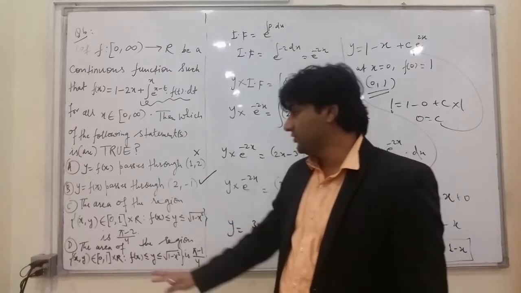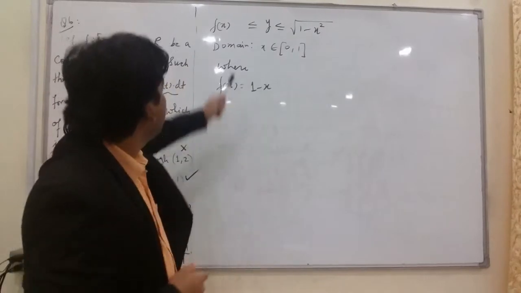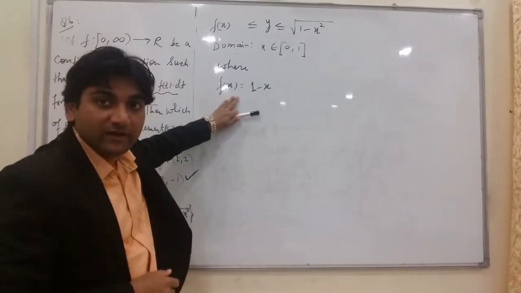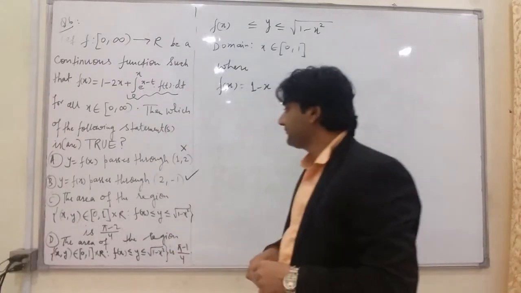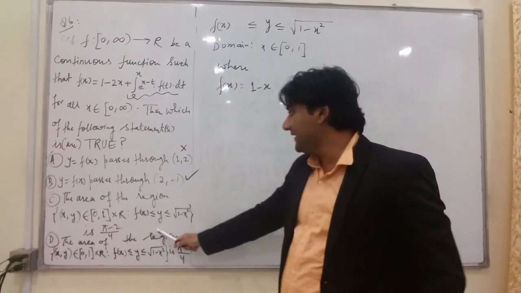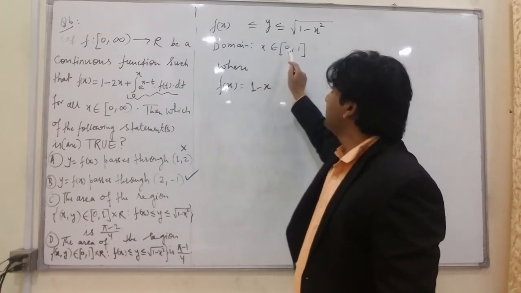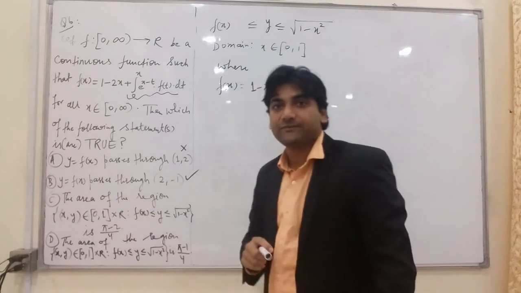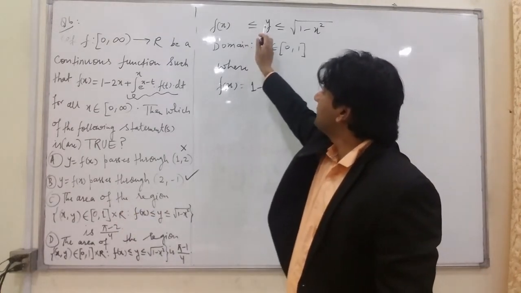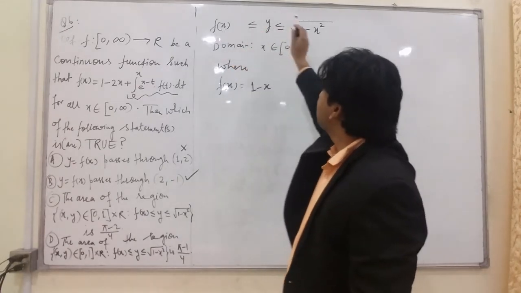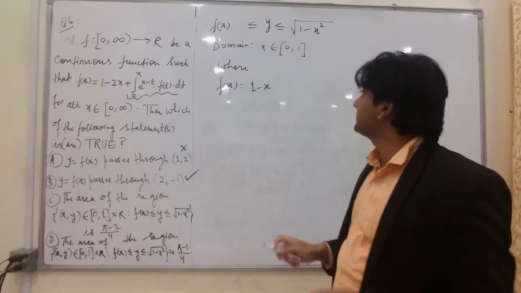So right here we need to find the area of the region bounded by f(x) and root of 1 minus x square, where the domain is [0, 1]. Both are the same options, but they found this f(x), which was 1 minus x. Now something is given to us for option C: y lies between f(x) and root of 1 minus x square, and the domain is 0 to 1. So let us understand what the portion is for this y when y lies between f(x) and root of 1 minus x square.